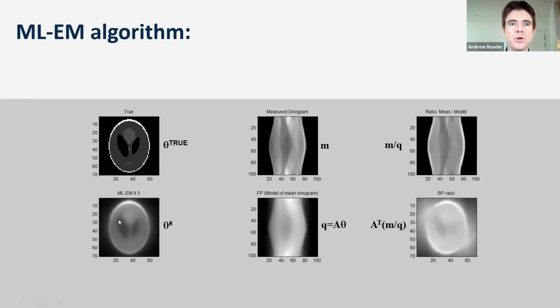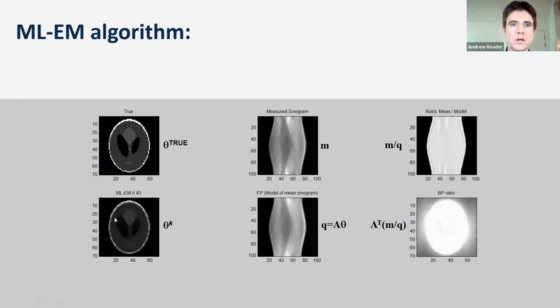So if you carry that on, progressively this image will get closer and closer. This gets closer to that. And by 40 iterations, you can see we're getting reasonably close to that true distribution.